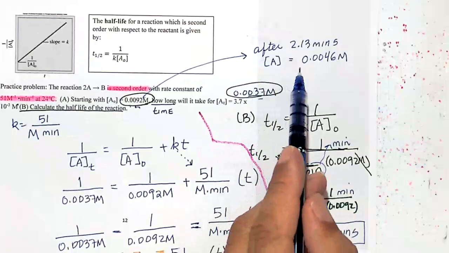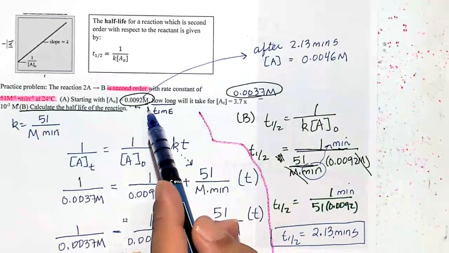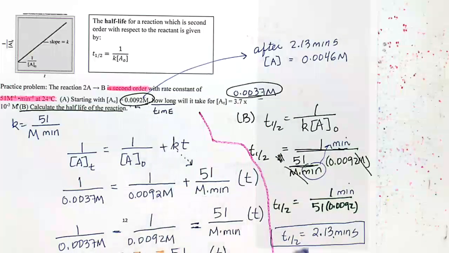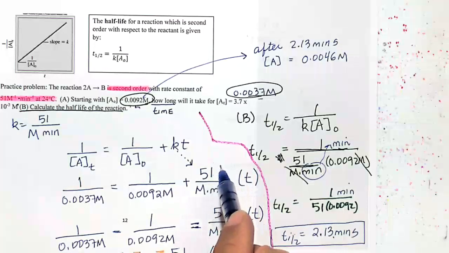Why is it that after 2.13 minutes this will go down by half? Because what did we just calculate? Time. But what specific time did we calculate? You're right, the time. But what time is this called? The half-life. Half-life time, yes. Okay, the half-life time.